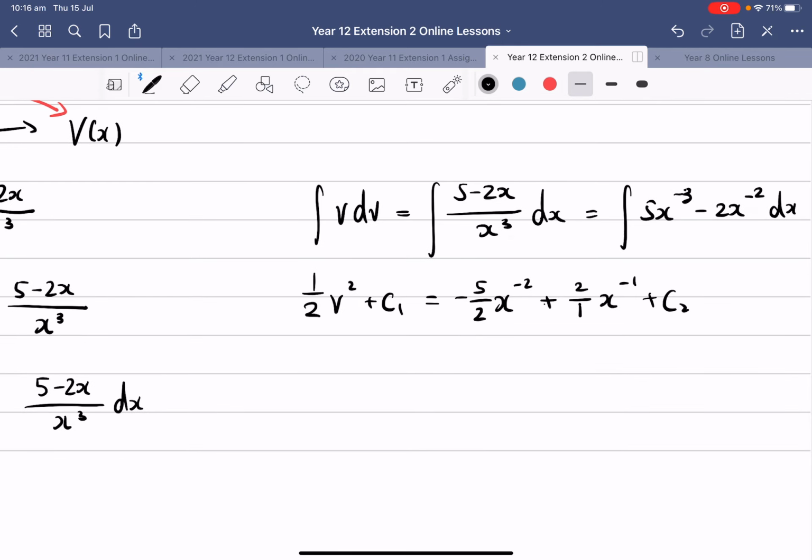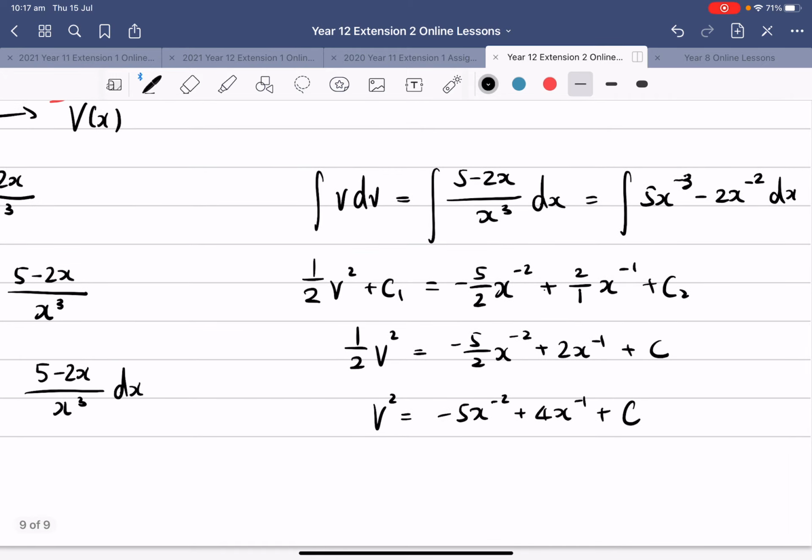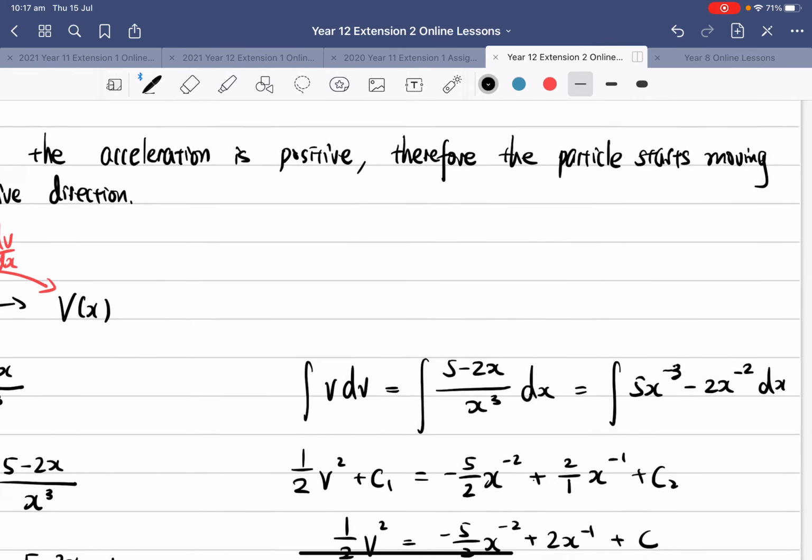Okay, move the c1 and c2 in and join them together. Just call that C. And then you can times everything by 2. And then you can write 2c if you want, but doesn't really matter because that is just equal to a constant c.